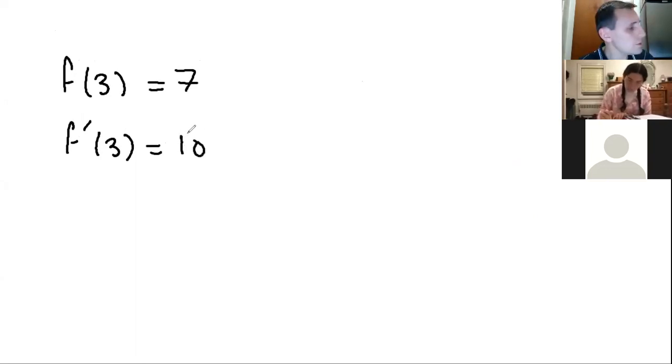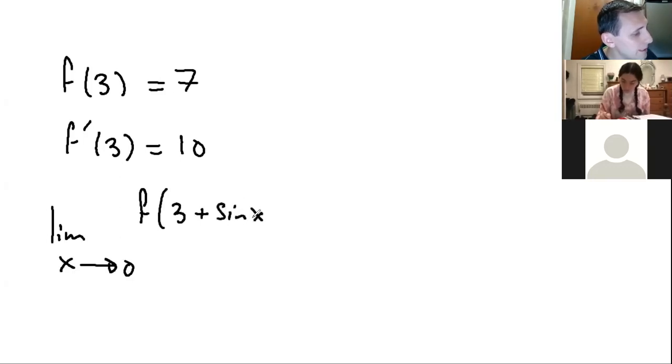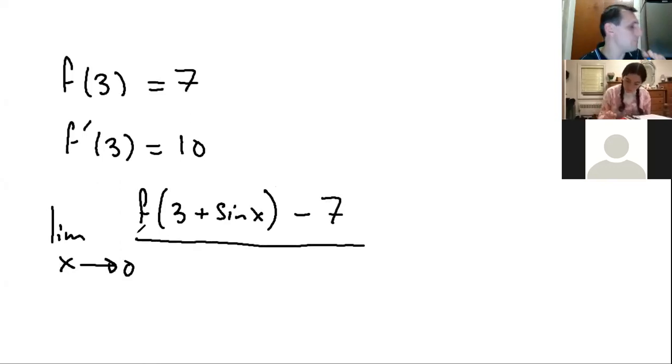Okay, so tell me please, what would you say is this limit, guys? Limit as x goes to 0 of f of 3 plus sine x, minus 7, divided by x. What is that limit equal to?